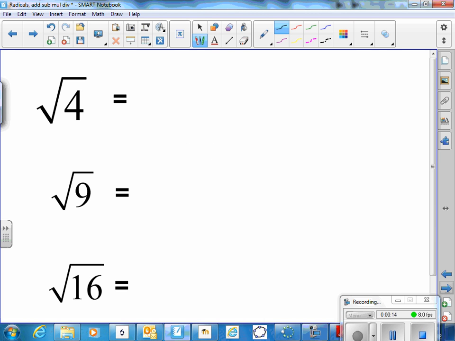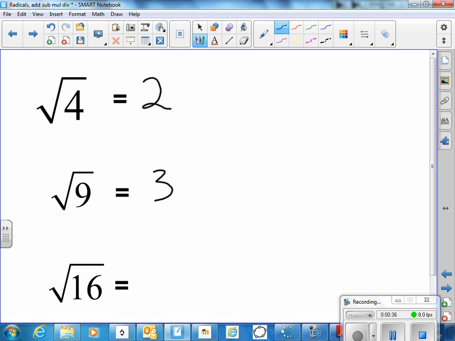The square root of 4 means some number times itself that equals 4. That number is 2. 2 times 2 is 4. Radical 9, the square root of 9 is 3, because 3 times 3 is 9.